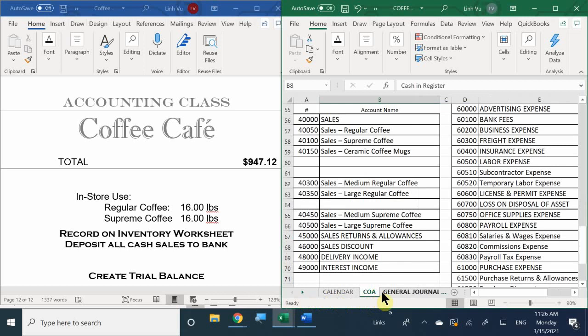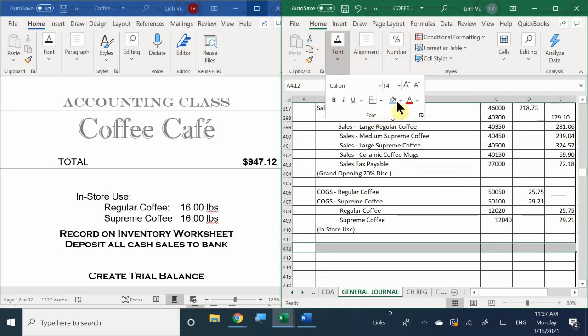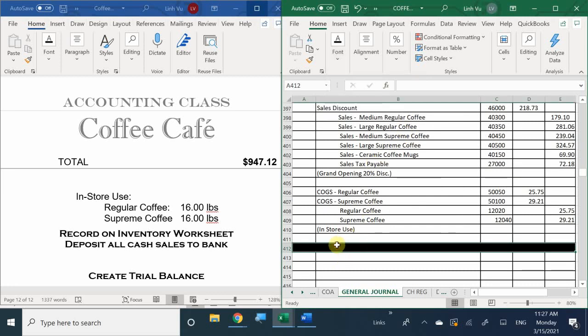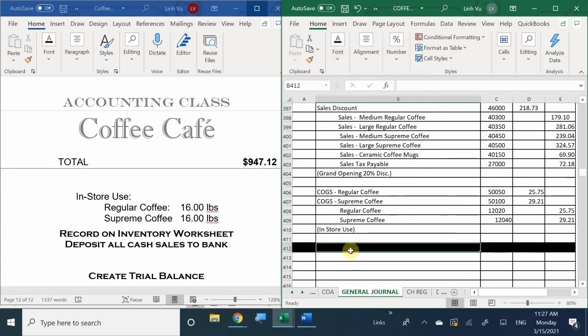Now what I like to do here, which you can do as well, is I like to put a black bar here to indicate that I've completed my transaction for this week. And I even write in here that I'm going to complete my trial balance for week 3. So here we go. Alright. And I'm going to save this.